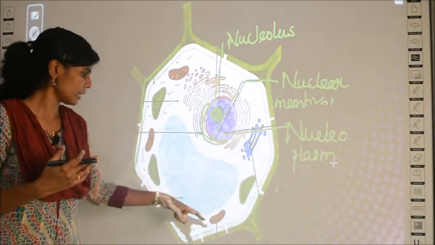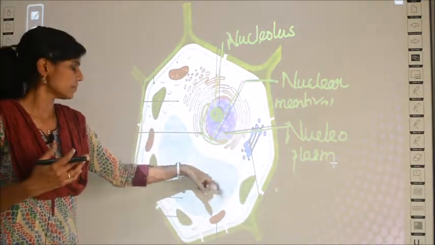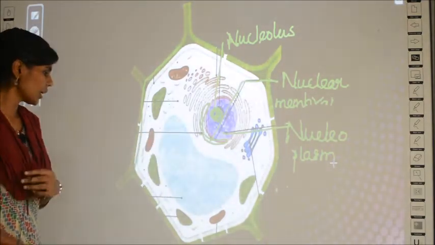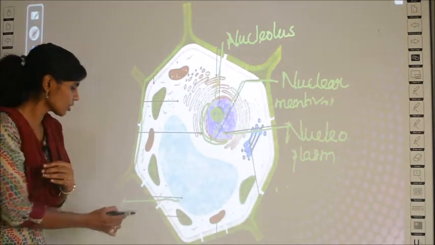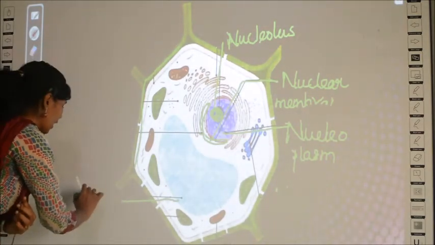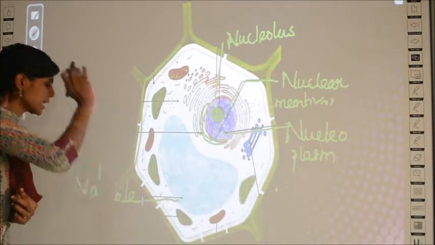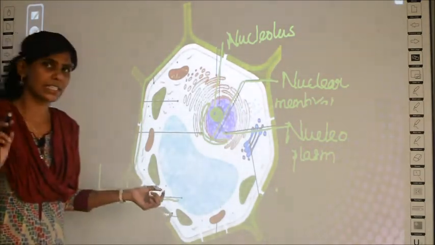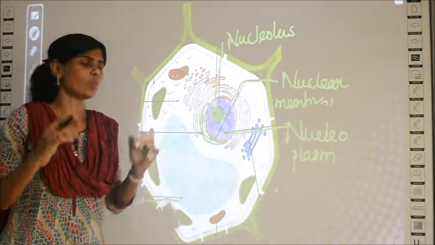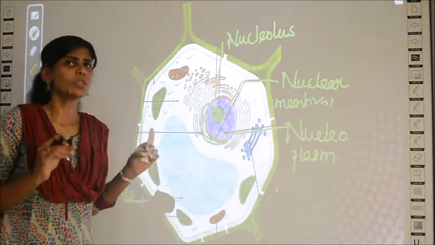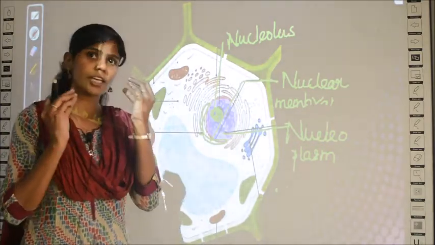Next you have a very big structure, no? This is called the vacuole. What is it called? It is called the vacuole. And one more difference, how you can differentiate a plant cell and animal cell is, in plant cells you will have a big vacuole. In animal cells also you have vacuole, but the size will be smaller.